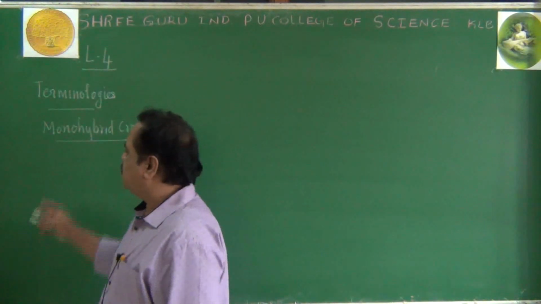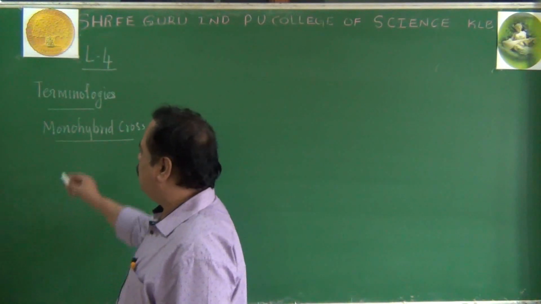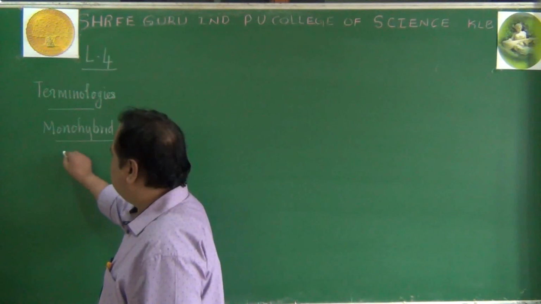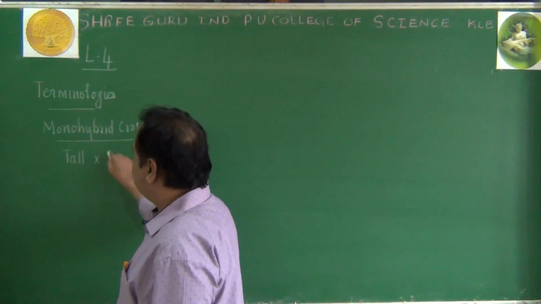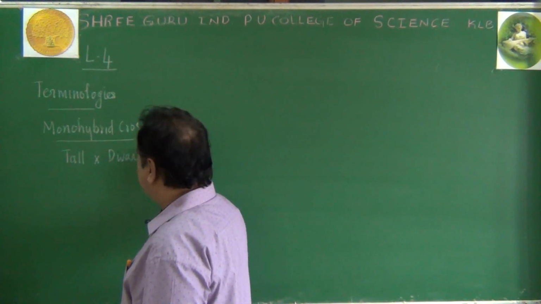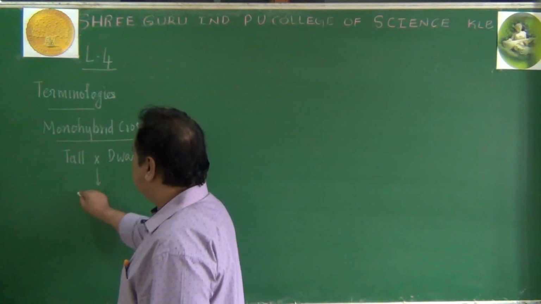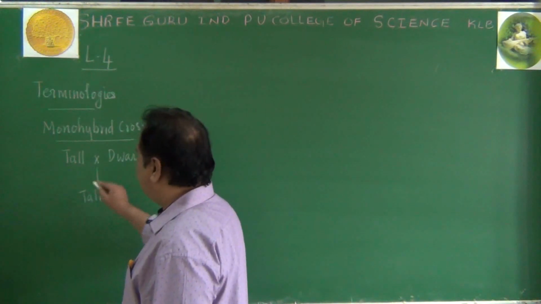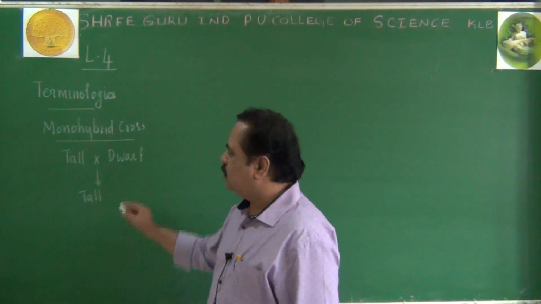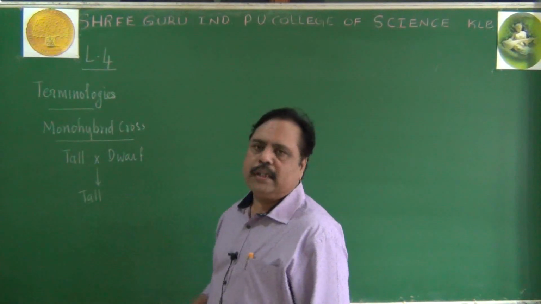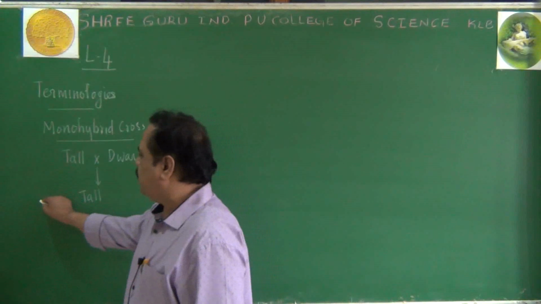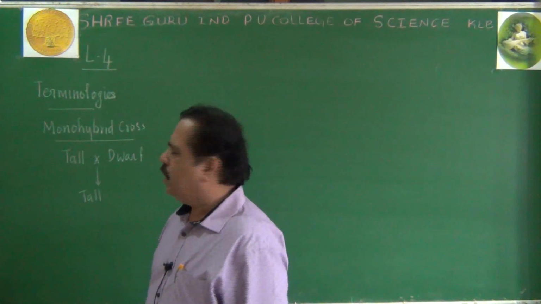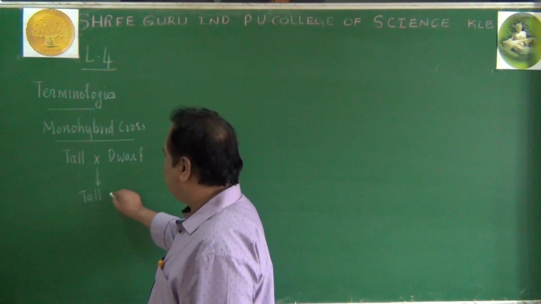Before going into detail, just recall that point in half a minute. When Mendel crossed a tall pea plant with a dwarf pea plant, in the F1 generation he got all tall varieties only. There is no dwarfness produced in the F1 generation, and all the offspring of the first generation were tall only.